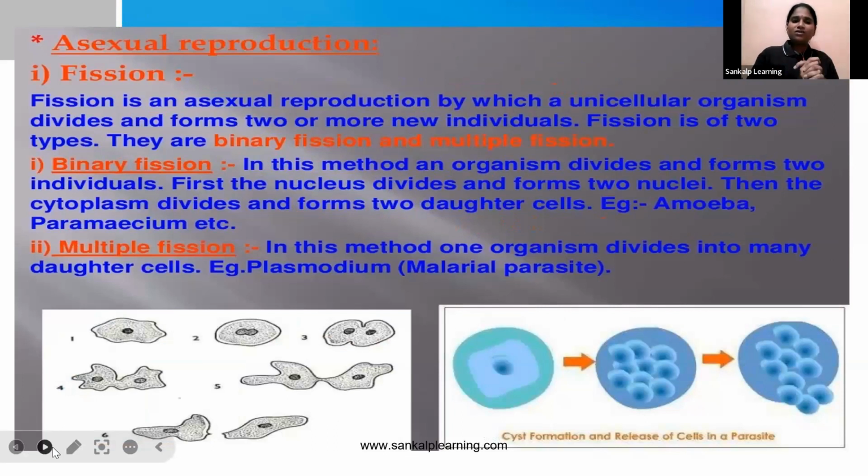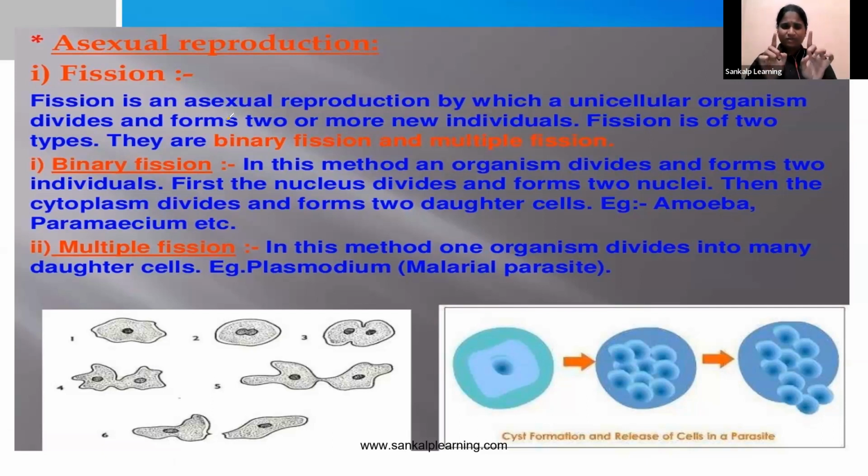So when we come to asexual reproduction, various organisms adapt different methods according to the environment, their habitat, and their cell structure. Which are those methods? We will study one by one. The first one is here, Panchami, fission. Fission is an asexual reproduction by which a unicellular organism divides and forms two or more new individuals.